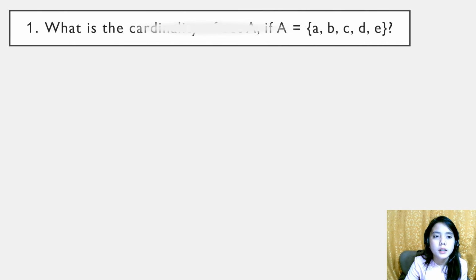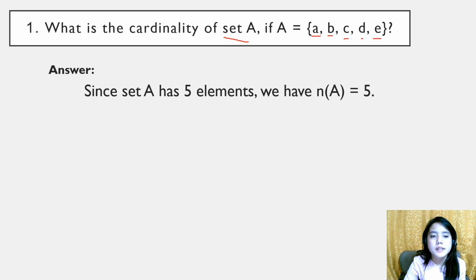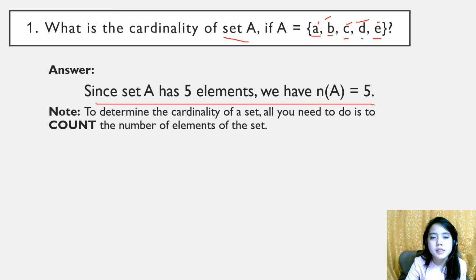Okay, what is the cardinality of set A if A is a set with elements A, B, C, D, and E? Pila daw? Unsa daw ang cardinality ana nga set? Answer? Okay, since set A has 5 elements, we have n(A) is equal to 5. Giunsa man siya? Gi-count lang ang number of elements. Okay, just count it. 1, 2, 3, 4, and 5.